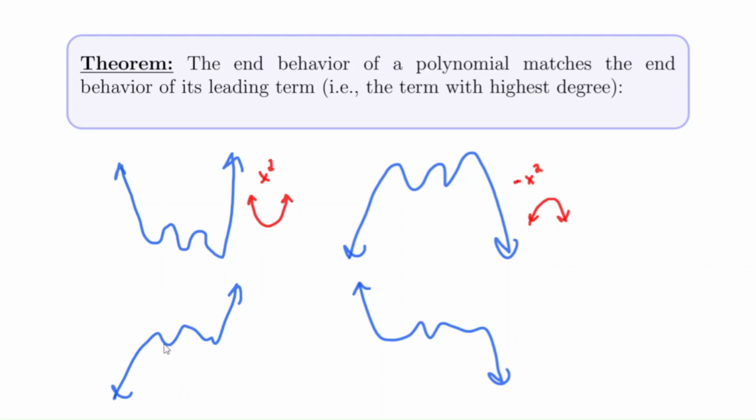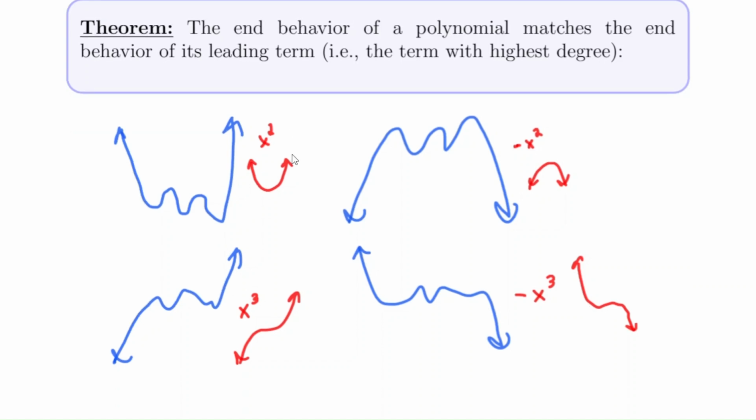Now, for odd degree polynomials, they either look like this or like this. If it's an odd degree polynomial with a positive leading coefficient, like x cubed, the graph has this basic shape. Again, x cubed doesn't wiggle around at all like some polynomials do, but that's the basic shape. If it's an odd degree polynomial with a negative leading coefficient, like negative x cubed, the graph will look like this. Remember, x cubed looks like this. Negative x cubed looks like this. Okay, so what really matters is the leading term.